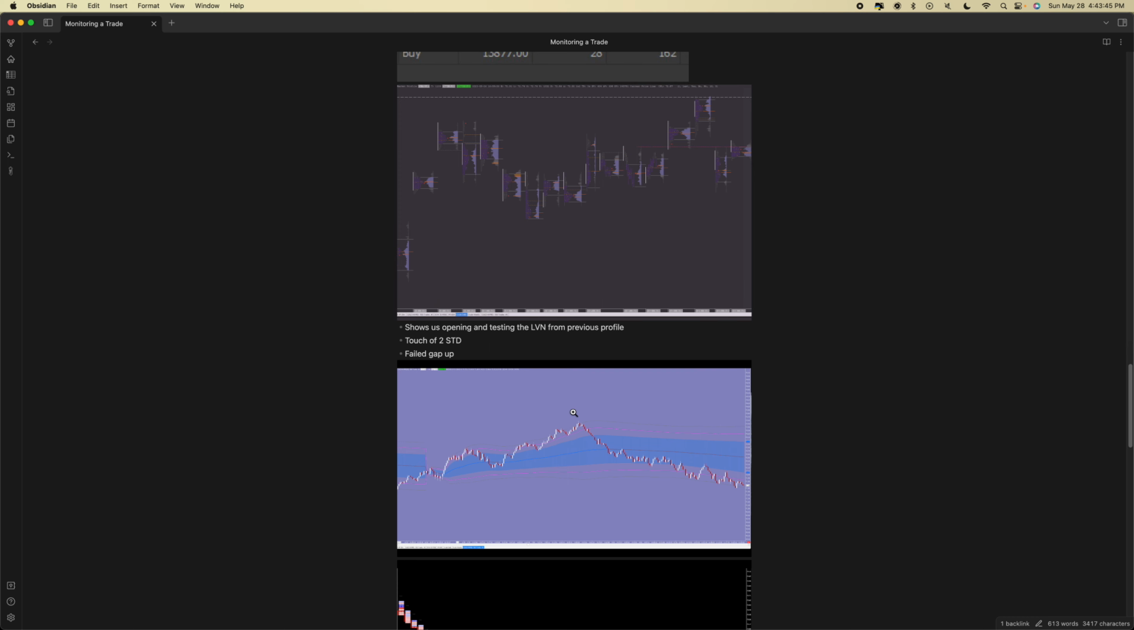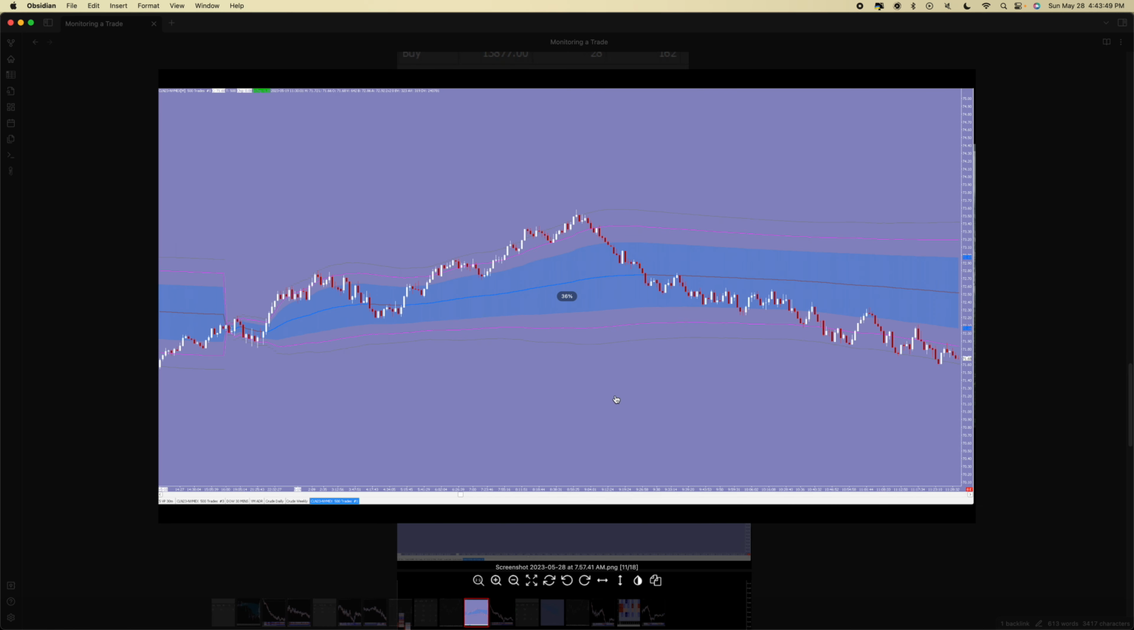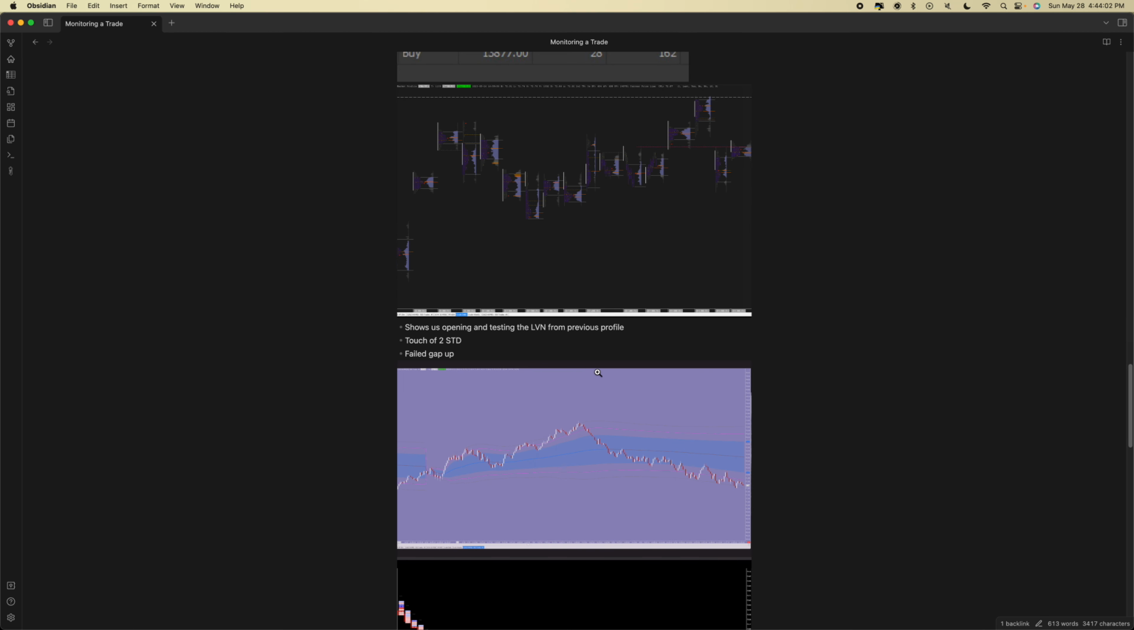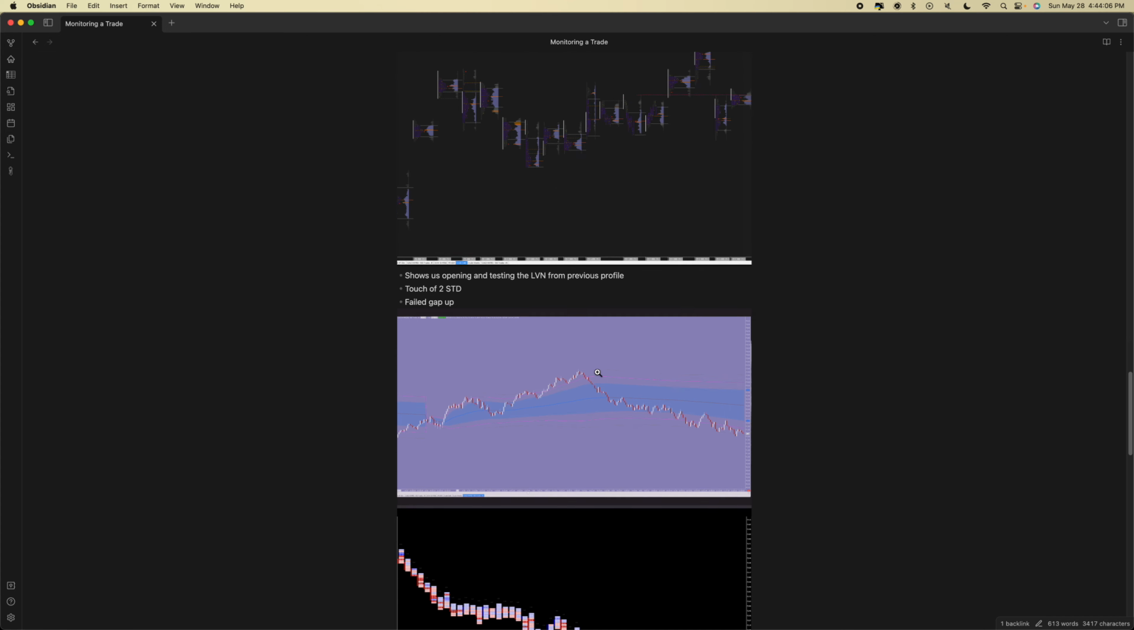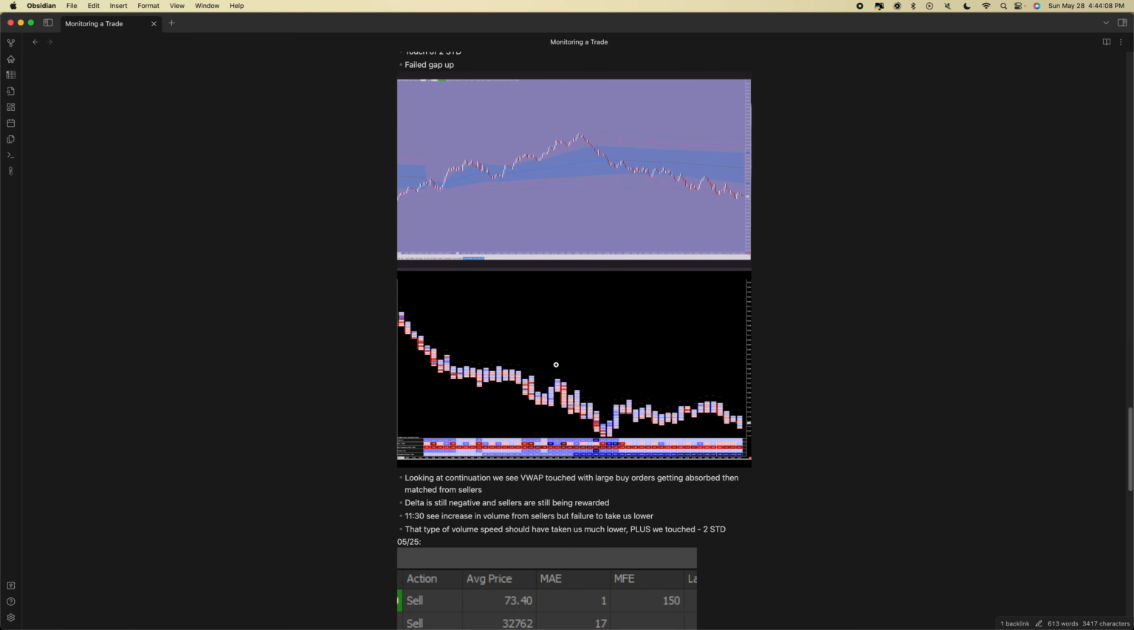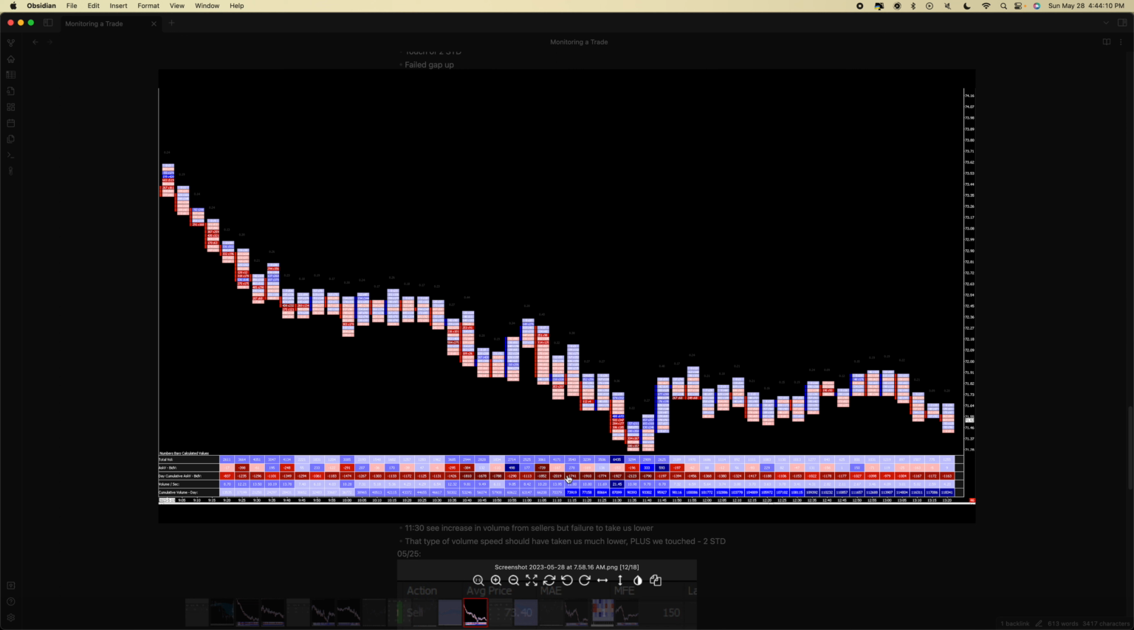And another reason why I went short is because of the touch of the 2 standard deviation. You can see how we rejected the 2 standard deviation up here, and then it came down to the 1.5. But the rejection of the 2 standard deviation plus it being a low volume node gave me the idea to lean in short. So I hit in short there.